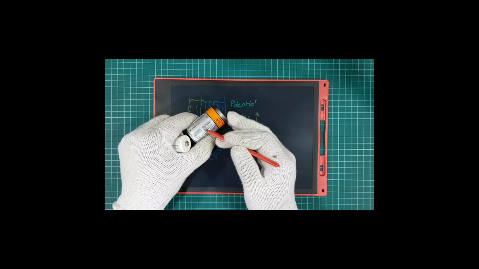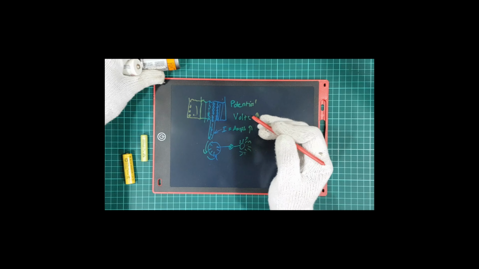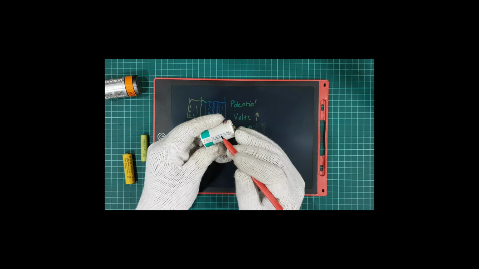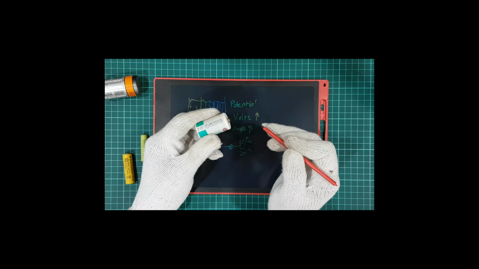So this one is 2500 milliamp hours, so that is capacity. This one is 1.6, that's 1600 milliamp hours.